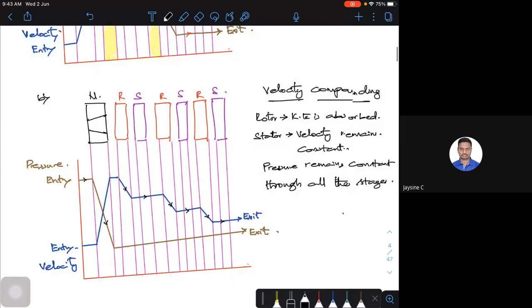At the same time, if the pressure is around 150 bar or 120 bar, comparatively, when I compare with 550 or 600, 150 is less, so I'll go for velocity compounding. So depending upon how I need to convert the pressure, I'll decide whether to go for pressure compounding or pressure-velocity compounding. Is that clear?